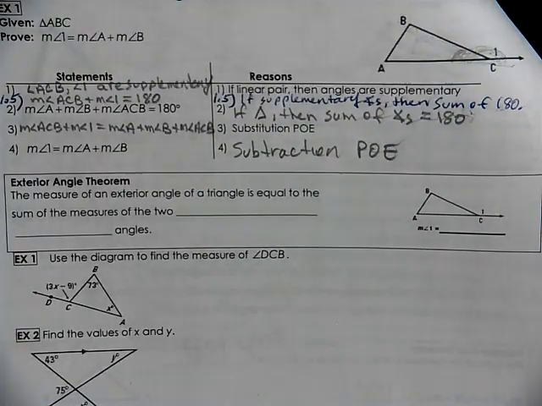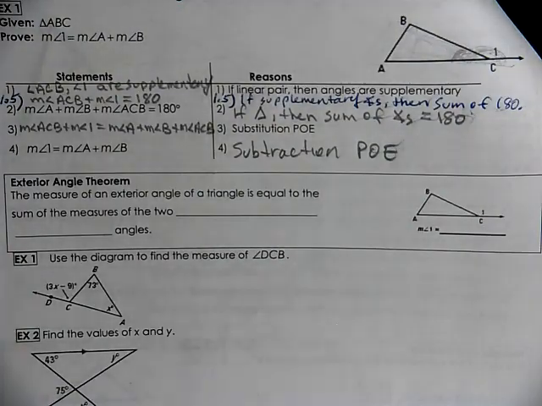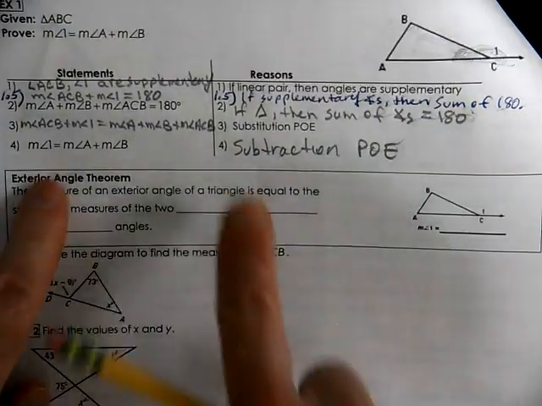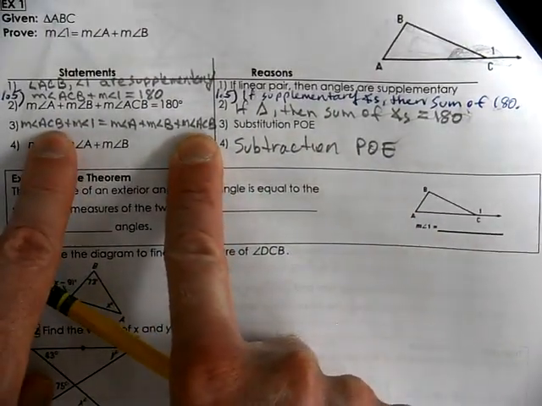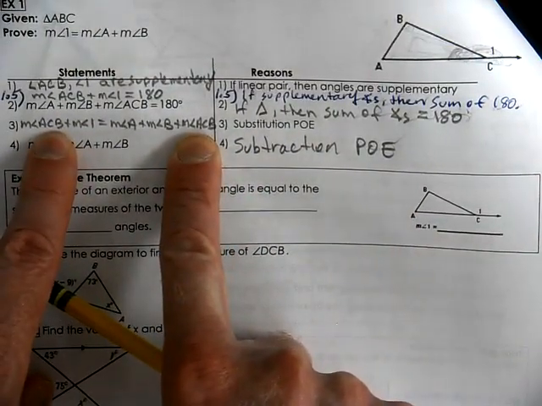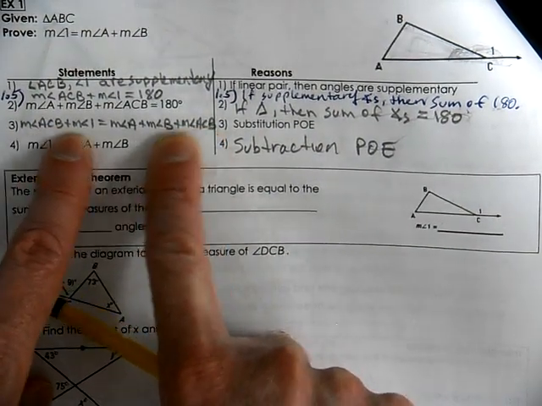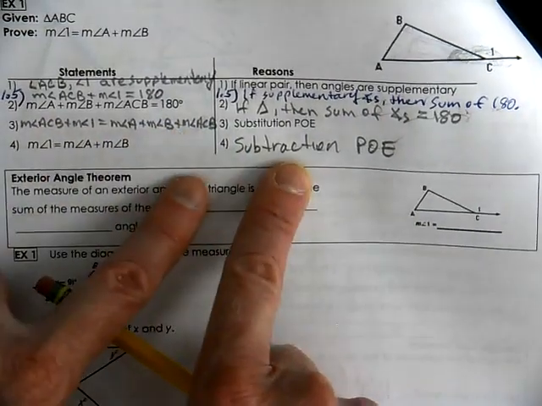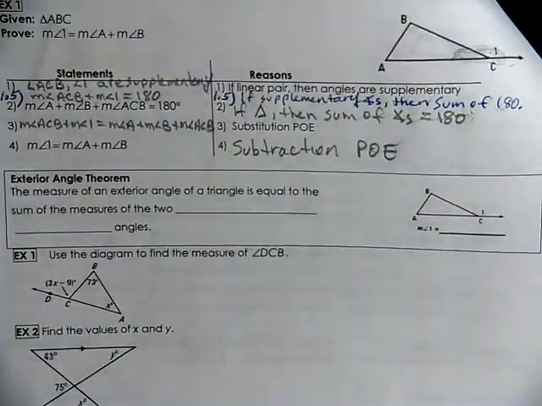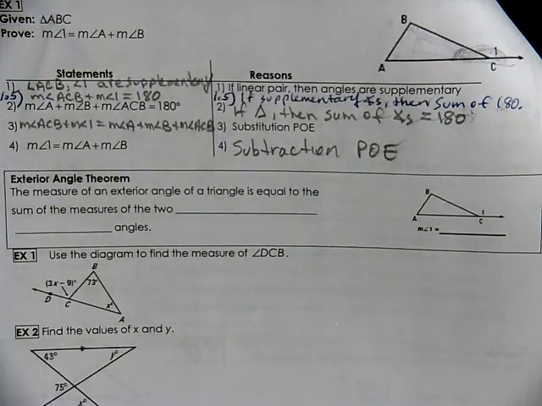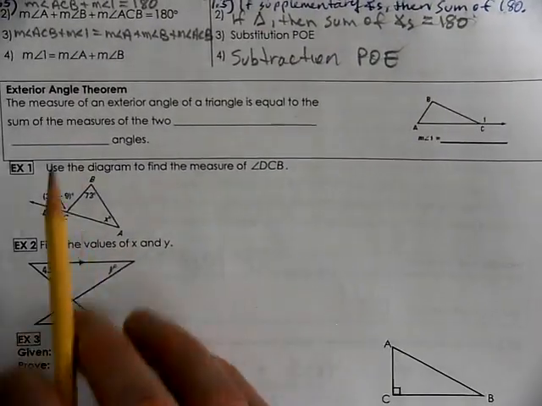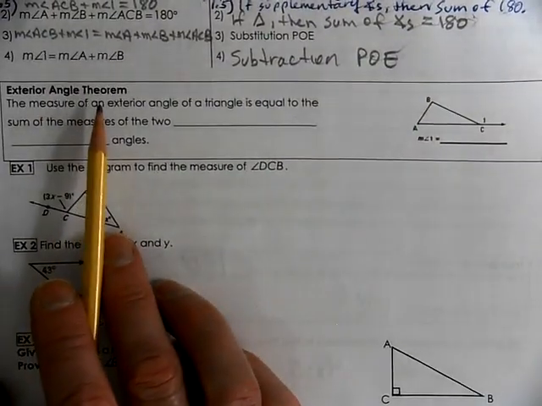Subtraction property of equality. We subtracted the same angle from both sides of the equal sign. So when you subtract the same thing from both sides of an equal sign, you're left with everything else. That's called the subtraction property of equality. You do it most every day, every time you put together an equation.